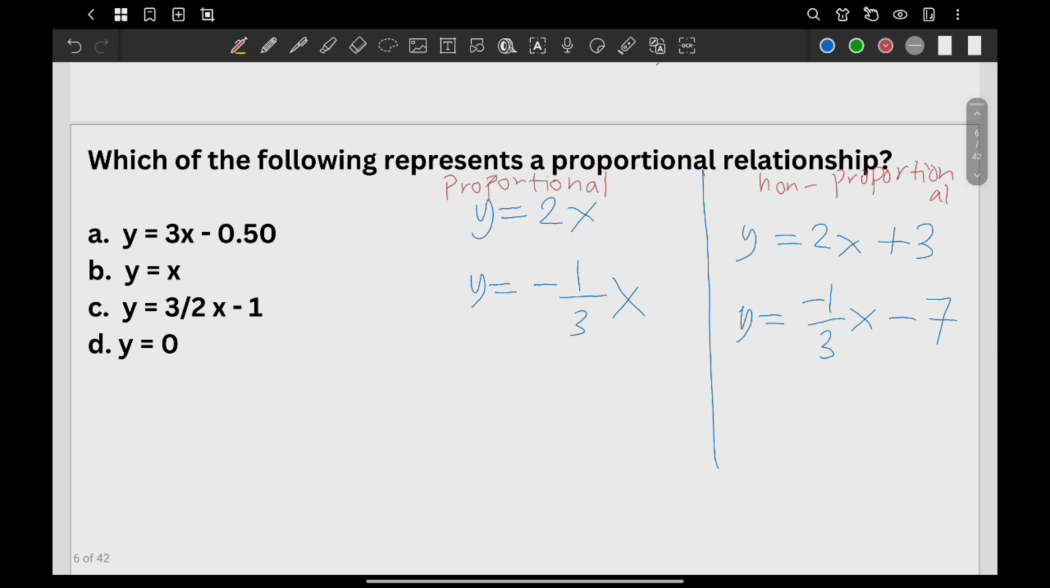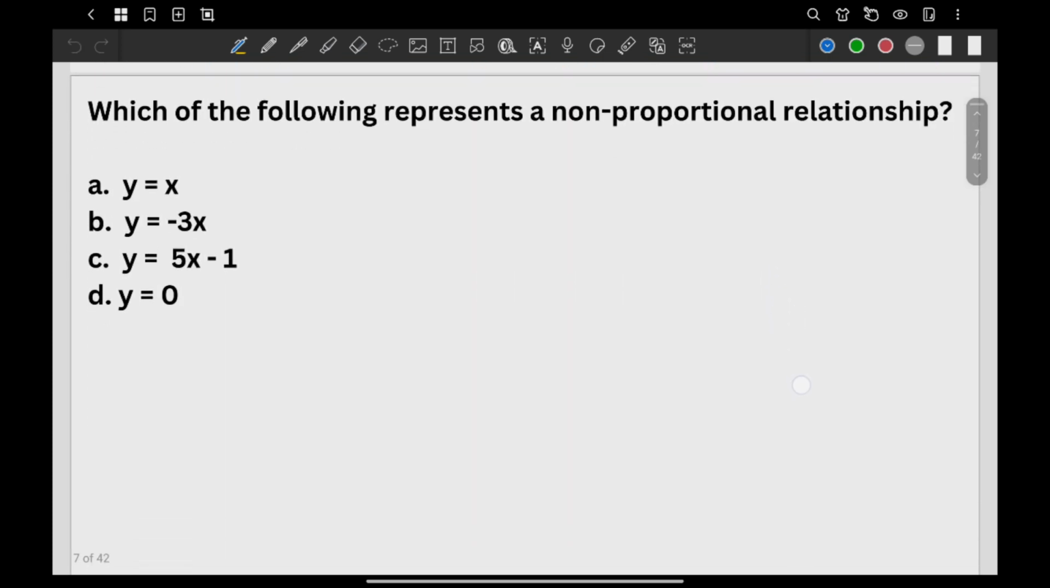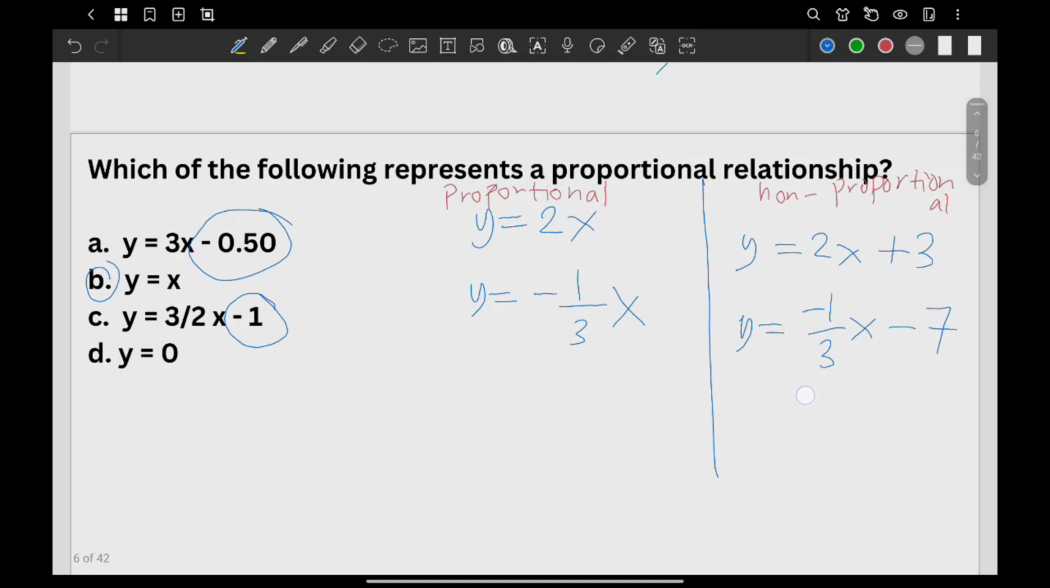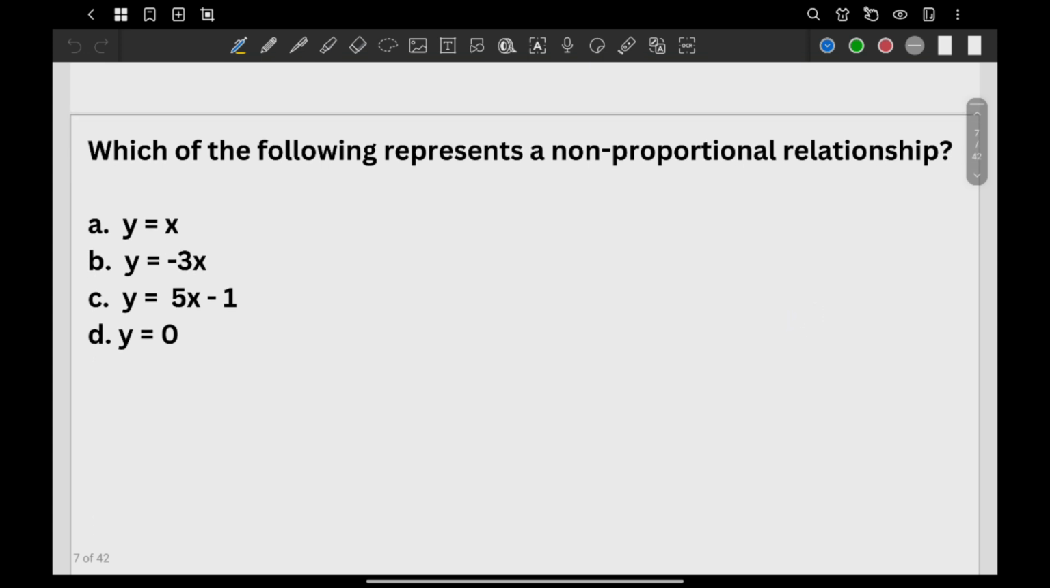Actually, I guess it's so obvious, right? The proportional relationship here is the letter B. Because this one has a minus 0.5, this one has a minus 1, and the D is just nothing. So let's proceed. Which of the following represents a non-proportional? Same thing as a while ago: non-proportional should have a plus 3, minus 7, plus 2, like that.